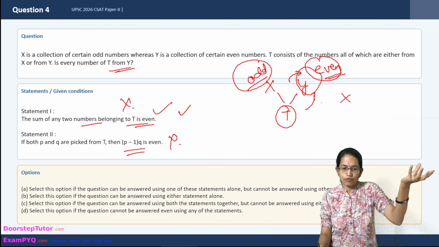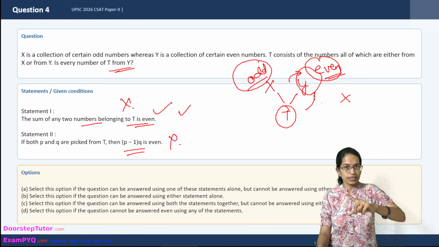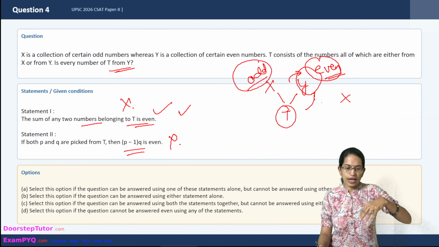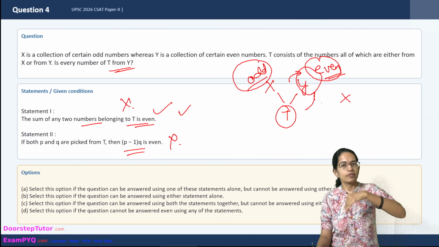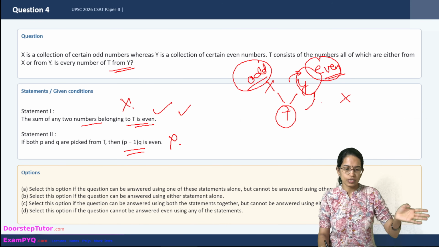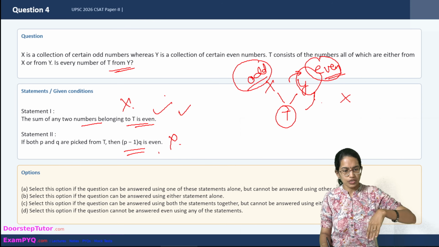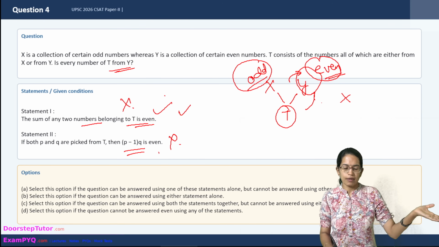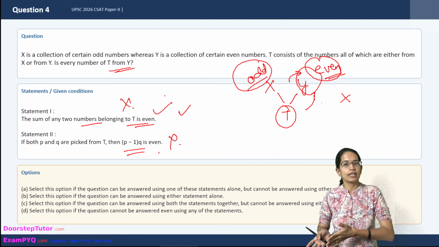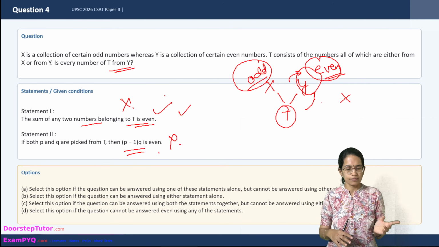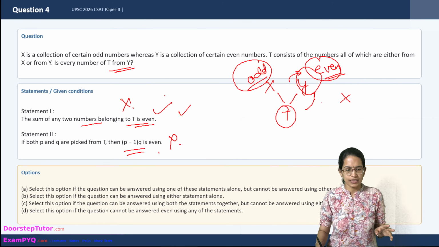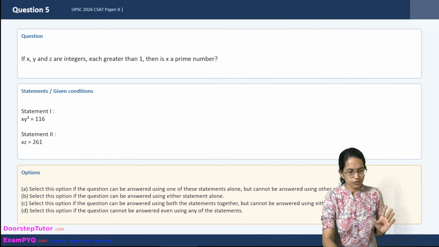If I take from all the odd numbers, again it remains even, because the sum of that would be even, and again from the even the sum would remain even. So this cannot be possible, and the same logic applies here, because if I am picking p which is even, p minus 1 would be odd, and vice versa. So none of these statements can actually explain the question here.